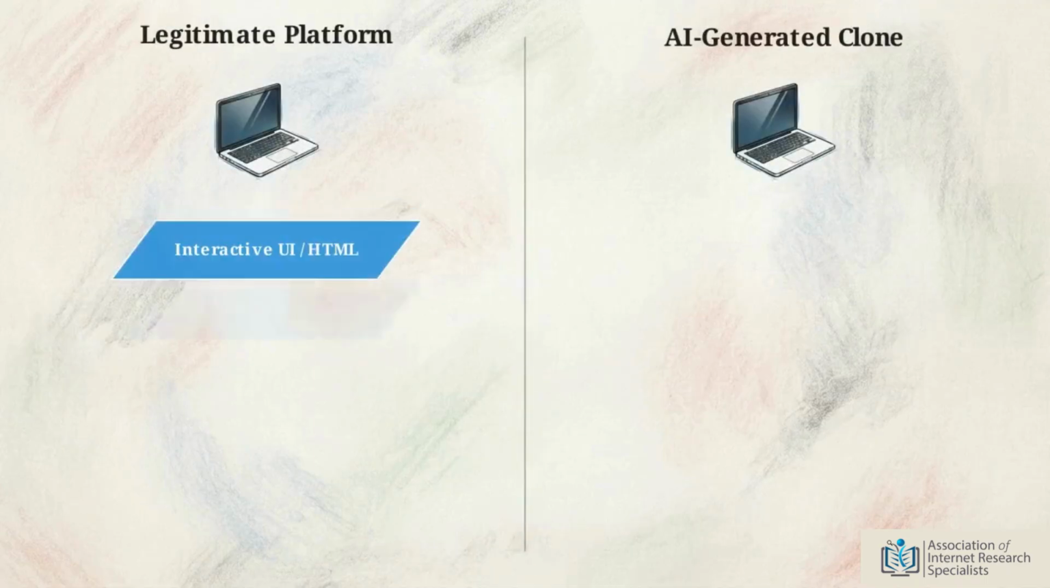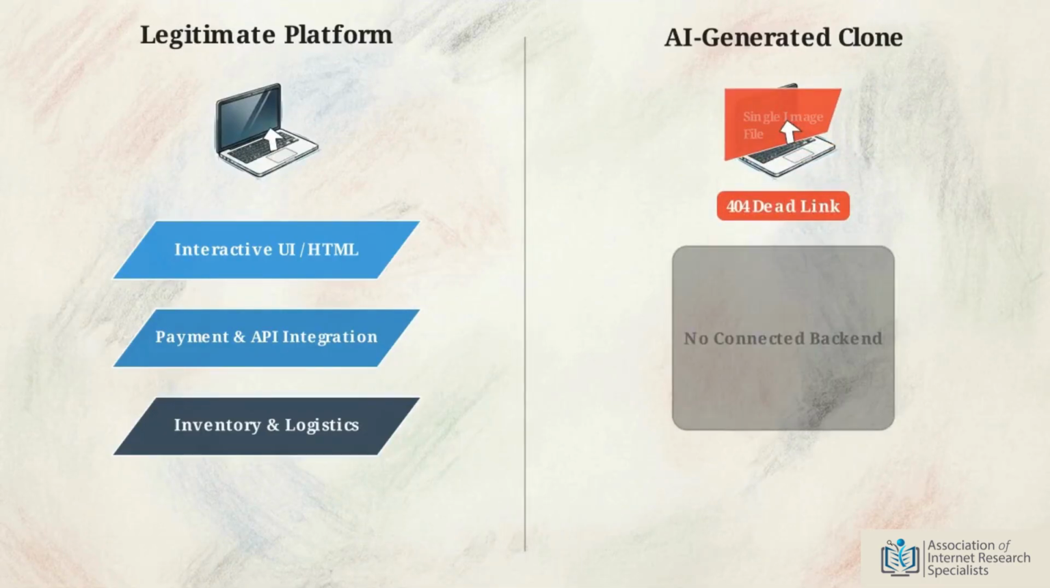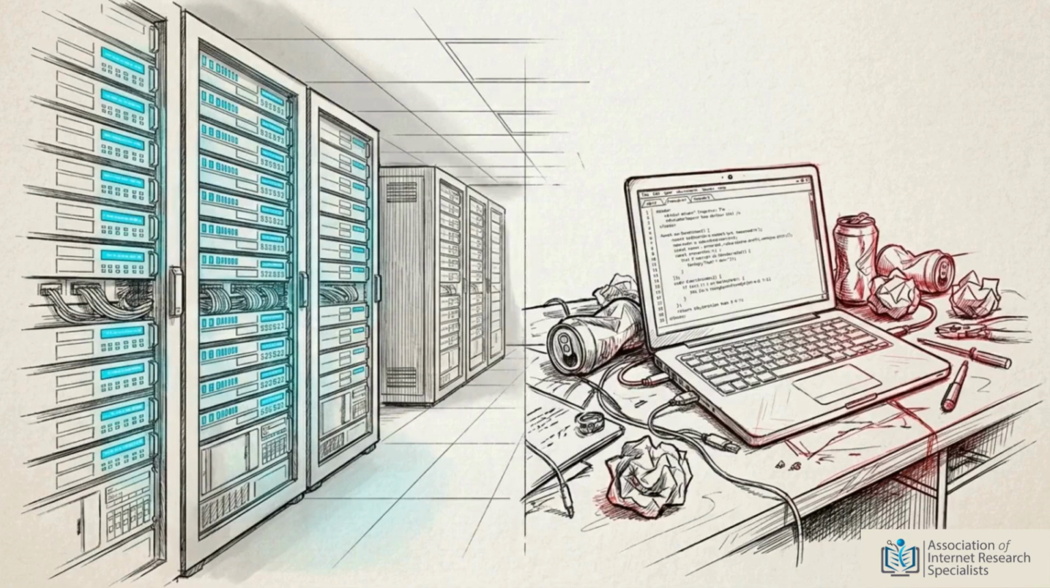These rapidly generated clones almost always lack the nested HTML depth that real e-commerce platforms require to process transactions and route inventory. Real businesses invest time and money into functional digital infrastructure. Scammers prioritize speed, relying on cheap, static images to capture your payment data.